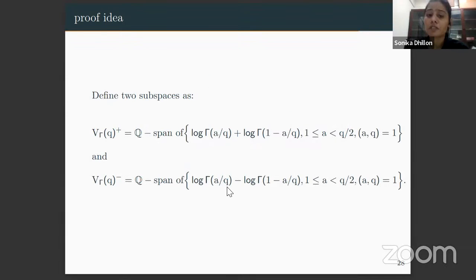Now, to prove this, what they have done is that they have divided the whole vector space into two subspaces, V gamma of q plus and V gamma of q minus. And they proved that if the conjecture is true, then the dimension of both the subspaces has to be exactly phi(q)/2, and as a whole, the dimension of the whole vector space will be phi(q). Now, they proved that for the positive subspace, the dimension is exactly phi(q)/2, and hence the dimension of the whole space is at least phi(q)/2. That is the idea they have used to prove that the dimension is at least phi(q)/2.